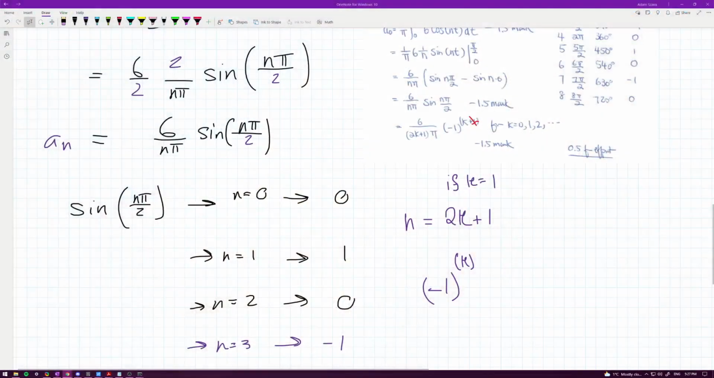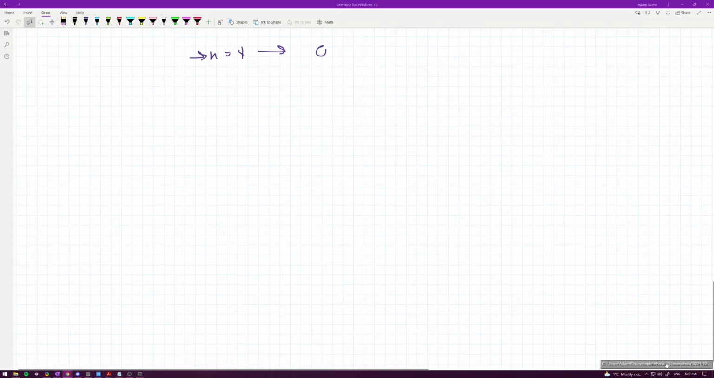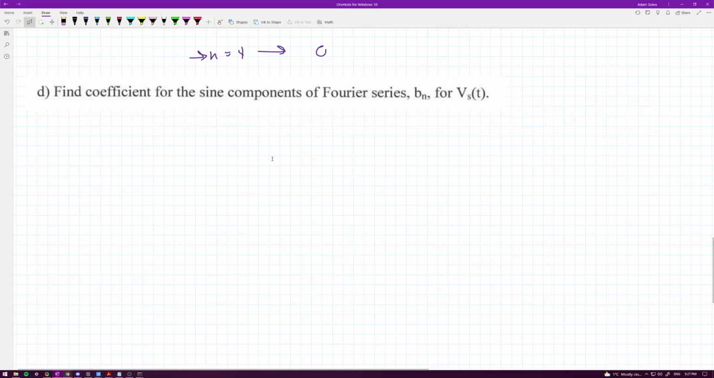Okay, well, anyways, we got the right answer. The answer is not wrong, it's just doing a Fourier series. But it'd be nice if we could get it in a way that matches the solution. But it's okay. Find the coefficient for the sine component.